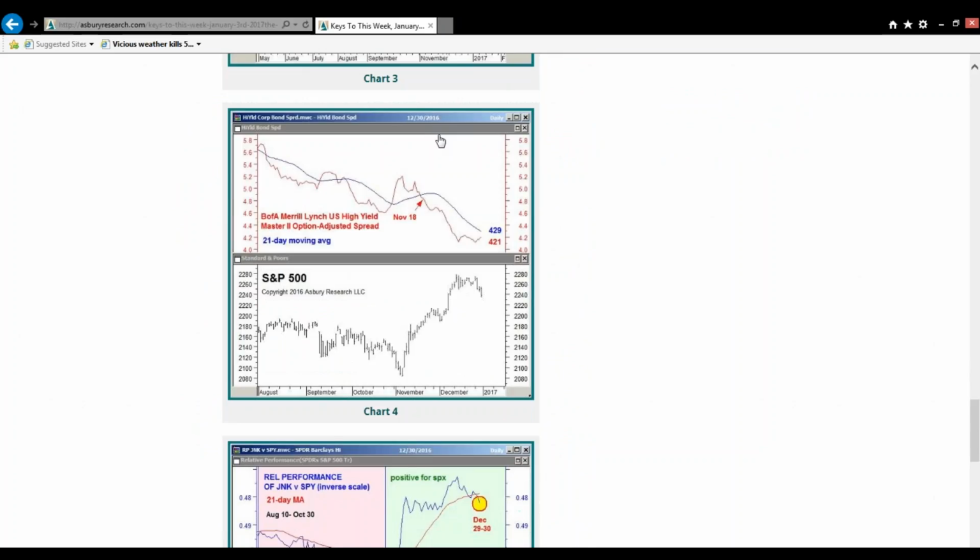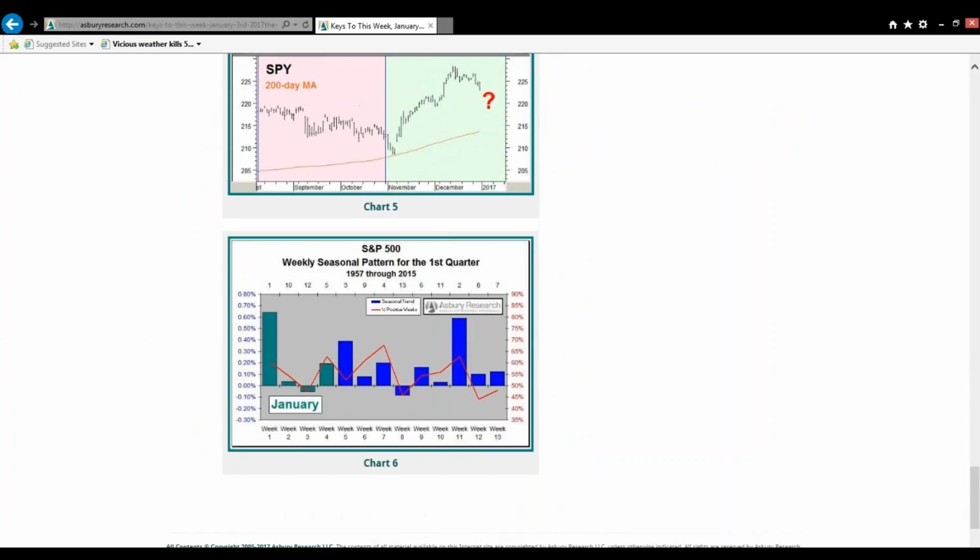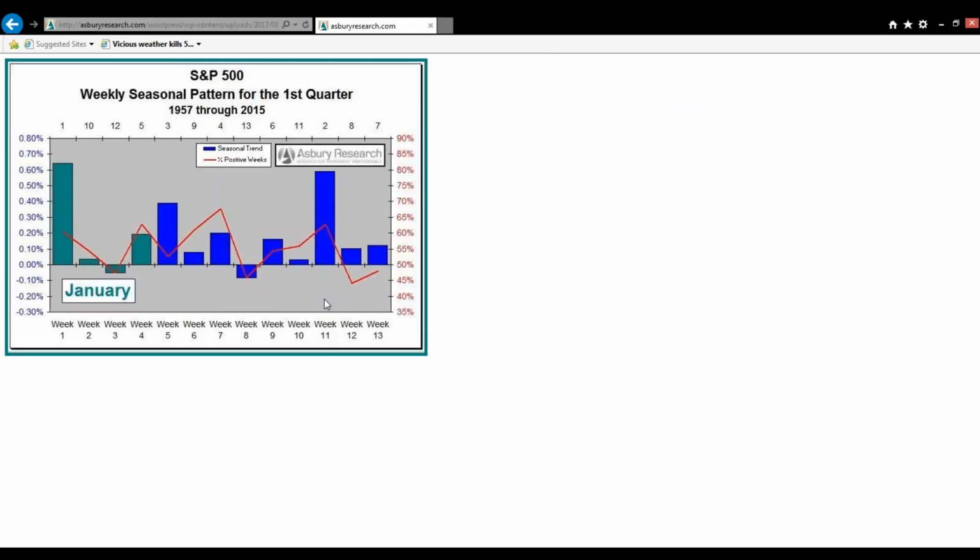The first chart that I wanted to talk about today that I think is important has to do with seasonality. Seasonality is more important at certain times of the year than at other times, and this is one of the times that's really important. There's usually a strong fourth quarter seasonality that leads into what I'd call a pretty interesting first quarter. This is our chart here, and it shows the weekly seasonal pattern for the first quarter in the S&P 500 based on data from 1957.